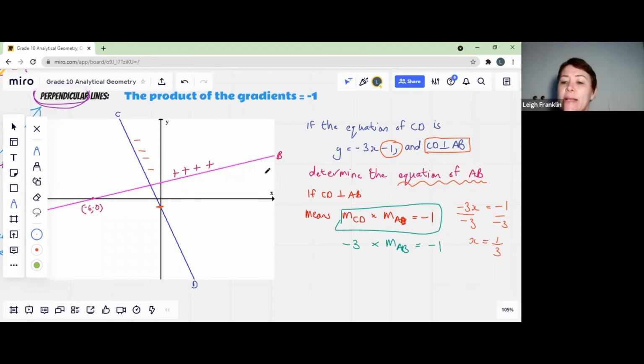It is exactly the same thing here. So this is just your unknown. It's like your X. Divide both sides by -3, and that means that the gradient of AB is now going to be 1/3.